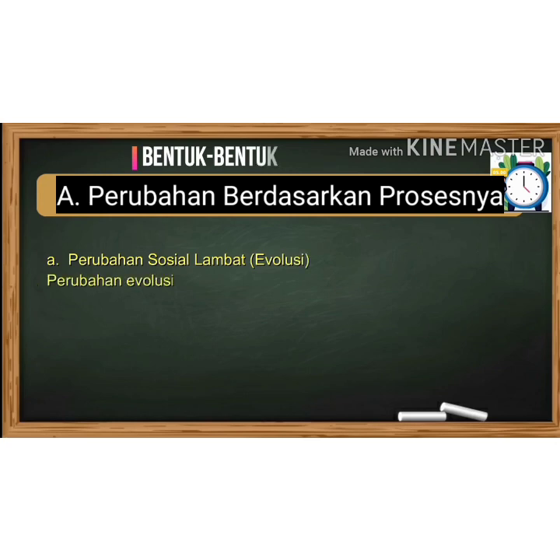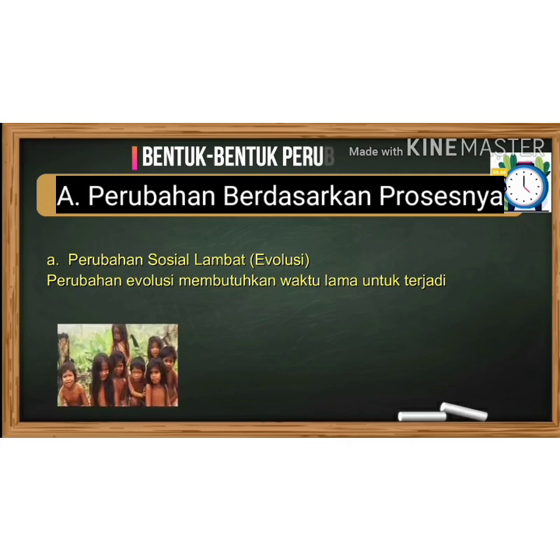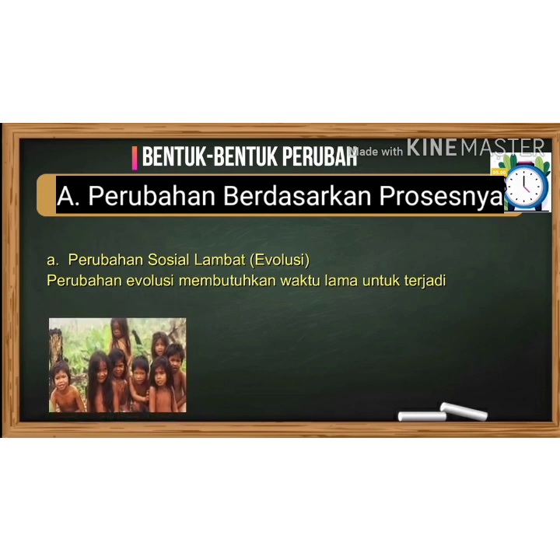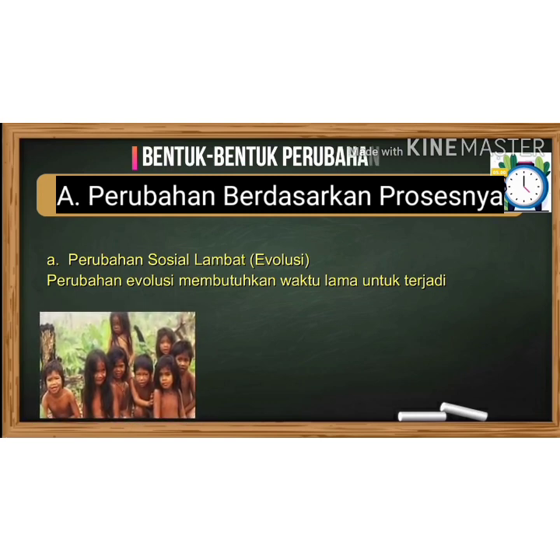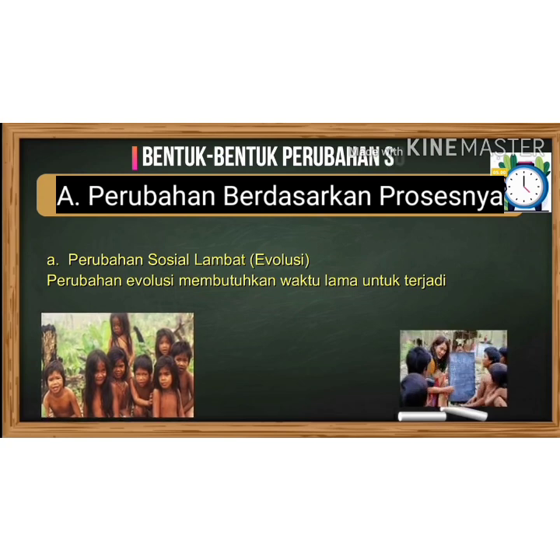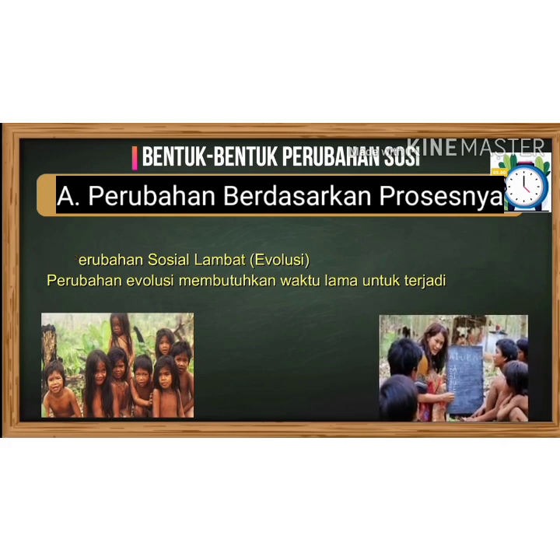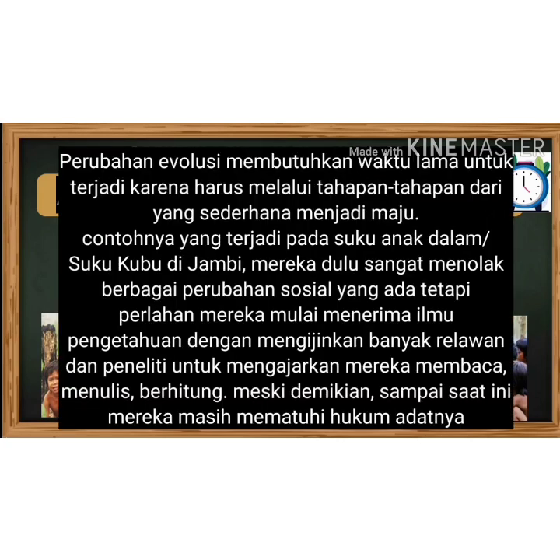Evolutionary change takes a long time to occur because it has to go through stages from simple to advanced. For example, what happened to the Inner tribe or the Kubu tribe in Jambi? They used to really reject the various social changes that existed, but slowly they began to accept science by allowing many volunteers and researchers to teach them reading and writing. However, until now, they still comply with their customary law.